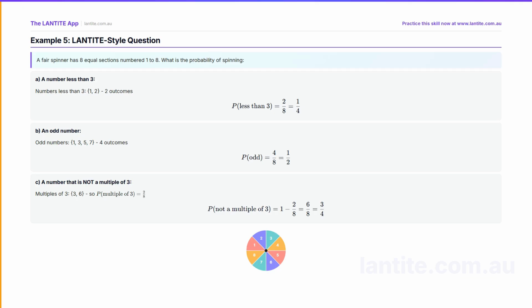This is a typical LANTITE spinner question, an 8-section spinner numbered 1 to 8. Part A, the probability of less than 3 is 2 out of 8, or 1/4. Part B, odd numbers are 1, 3, 5, and 7. That is 4 out of 8, or 1/2. Part C, we need the probability of not getting a multiple of 3. The multiples of 3 from 1 to 8 are 3 and 6. So the probability of a multiple of 3 is 2 over 8. Using the complement rule, the probability of not a multiple of 3 is 1 minus 2 over 8, which is 6 over 8, simplifying to 3/4.